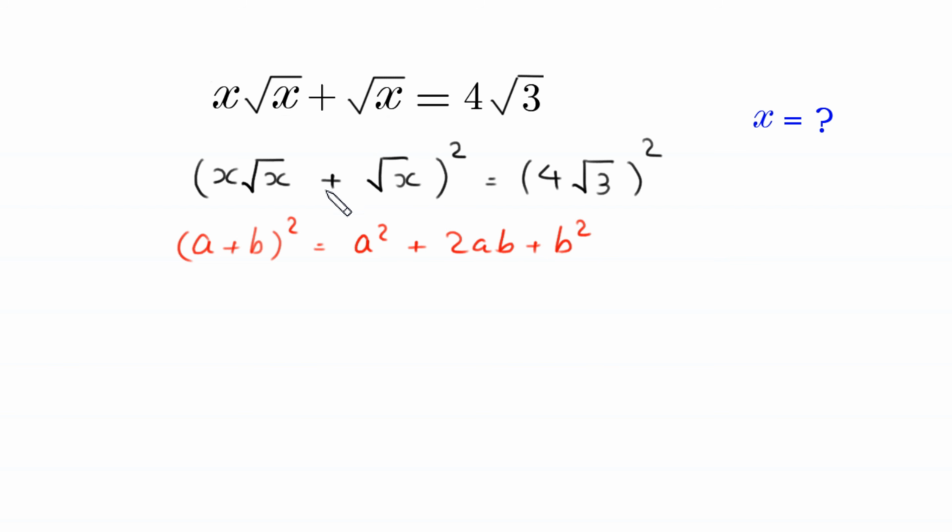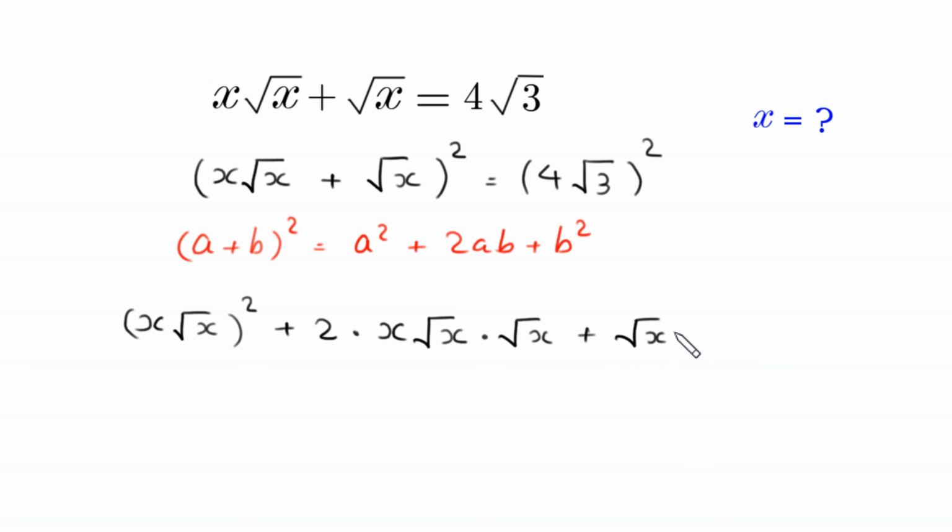This (x times root x plus root x) squared will become (x times root x) squared plus 2 times x times root x times root x plus (root x) squared is equal to this (4 times root 3) squared will become 4 squared times (root 3) squared.